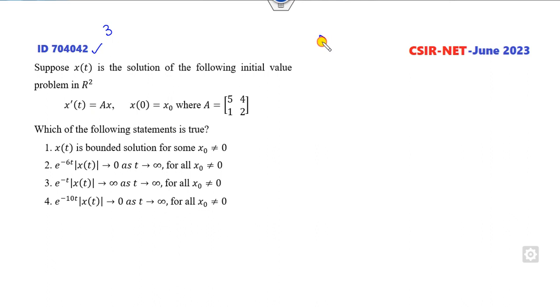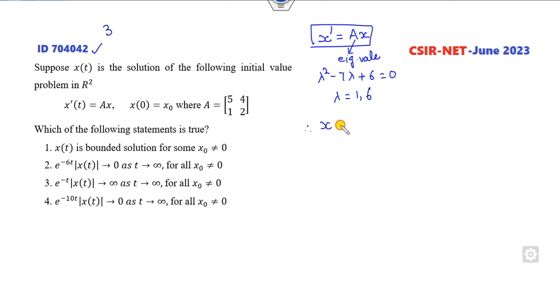I already told you many times that whenever you have the system of equations where A is my matrix, find the eigenvalues of this matrix. What are the eigenvalues of this matrix? So the eigenvalues are 1 and 6. Therefore your solution will be C1 e raised to power t plus C2 e raised to power 6t. These are the eigenvalues.